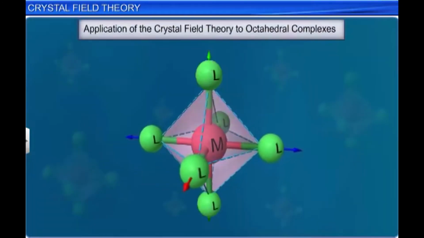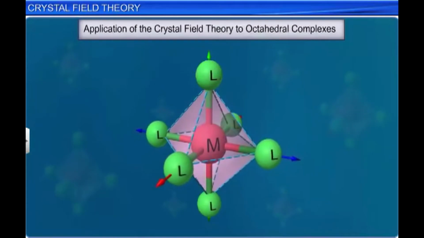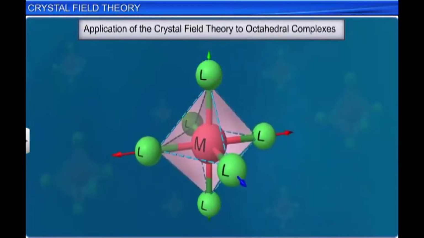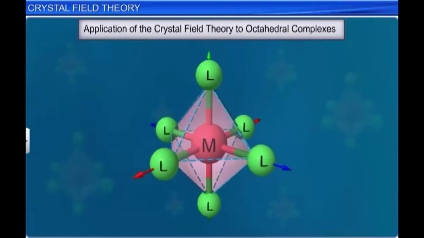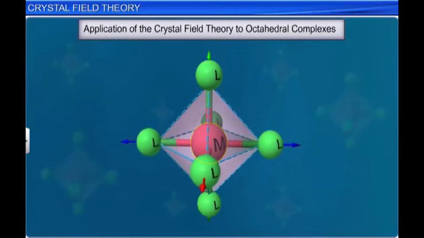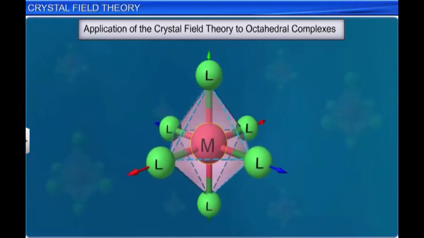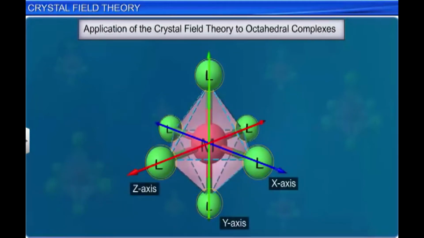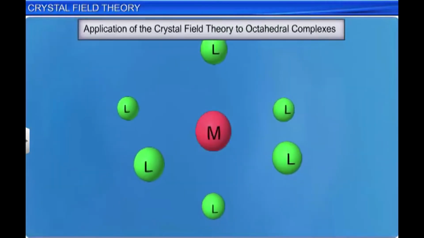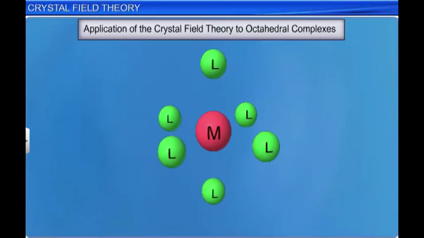Let's look at the application of crystal field theory to octahedral complexes. In octahedral complexes, the metal ion is at the center of the octahedron and the 6 ligands lie at the 6 corners of the octahedron along the 3 axes X, Y, and Z as shown here. The approach of the ligands toward the central metal ion is considered a 2-step process.